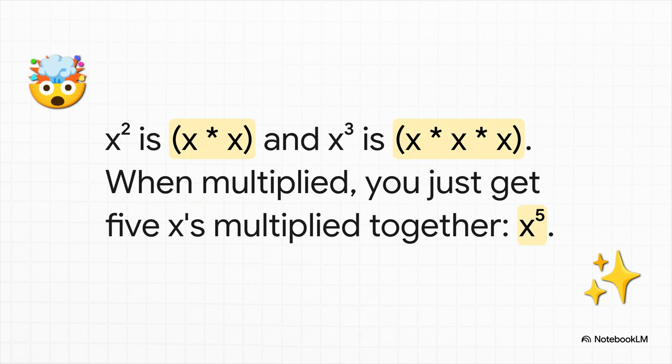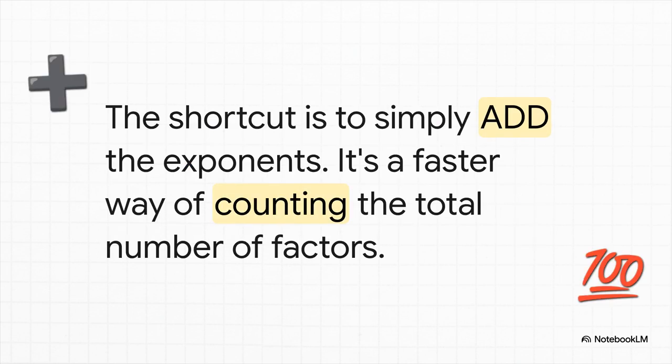So if we just write it all out, well, x squared is just x times x, and x cubed is x times x times x. So when you multiply them together, what do you get? You just get 5 x's all multiplied together, which we can write as x to the power of 5. And just like that, we've basically discovered the product rule. The shortcut is to just add the exponents. See? It's not some weird magic rule you have to memorize. It's just a faster way of counting up all the x's.